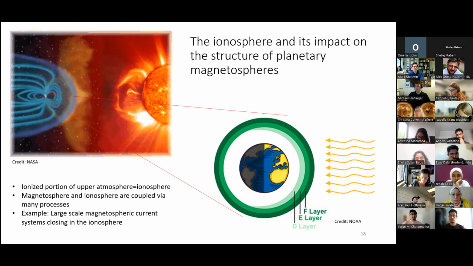You can think about them maybe using a circuit analogy. You'll have a current that comes down into the ionosphere and then closes through some path in the ionosphere and comes back out into the magnetosphere. So when you have changes, for example, the day-night asymmetry in the ionosphere at Earth, that affects the global structure of the magnetosphere because of the currents that are closing in the ionosphere. So we care about the ionosphere.